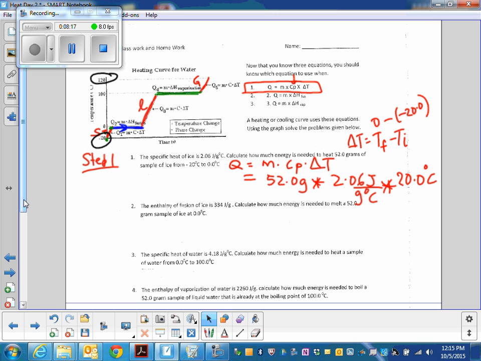Are you doing the math, or am I the only person doing the math? I don't like it if the teacher works harder than the student. My student should be telling me the answer. What is the answer?